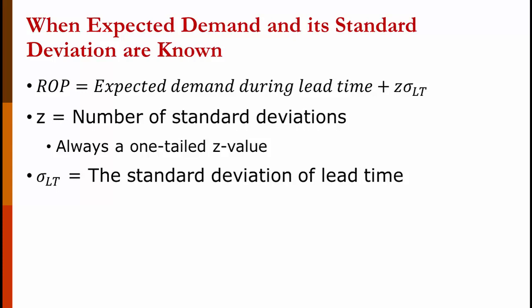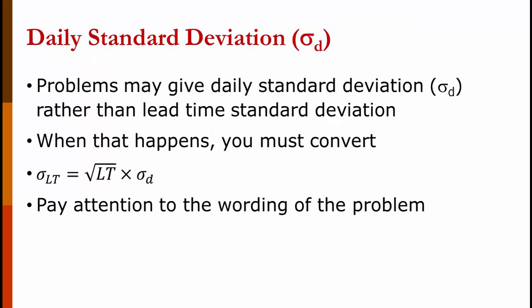Sigma sub LT is the standard deviation of the lead time. You have to be careful here. Sometimes problems will give you the daily standard deviation, and sometimes they will give you the standard deviation during lead time. If they give you the standard deviation during lead time, you're fine. You just plug it into the formula. If they give you daily standard deviation, you have to convert it to standard deviation during lead time. The conversion is the standard deviation during lead time is equal to the square root of lead time times this daily standard deviation. You have to pay attention to the wording of the problem to know if you need to make this conversion or not.